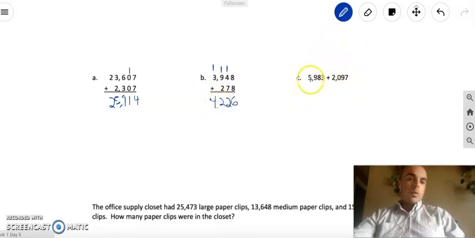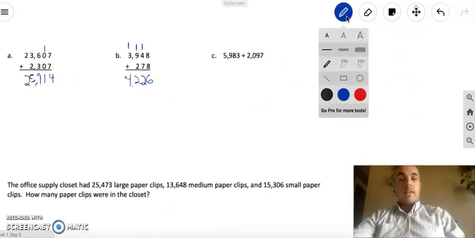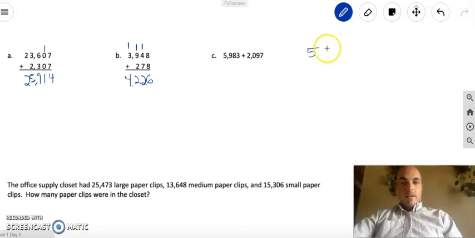Okay, now this one's written horizontally, and I really do not like adding horizontally. So I'm going to instead add this up vertically, but I need to rewrite these numbers. So I'm going to take 5,000, just like that. And then I'll place this one directly underneath it and add.